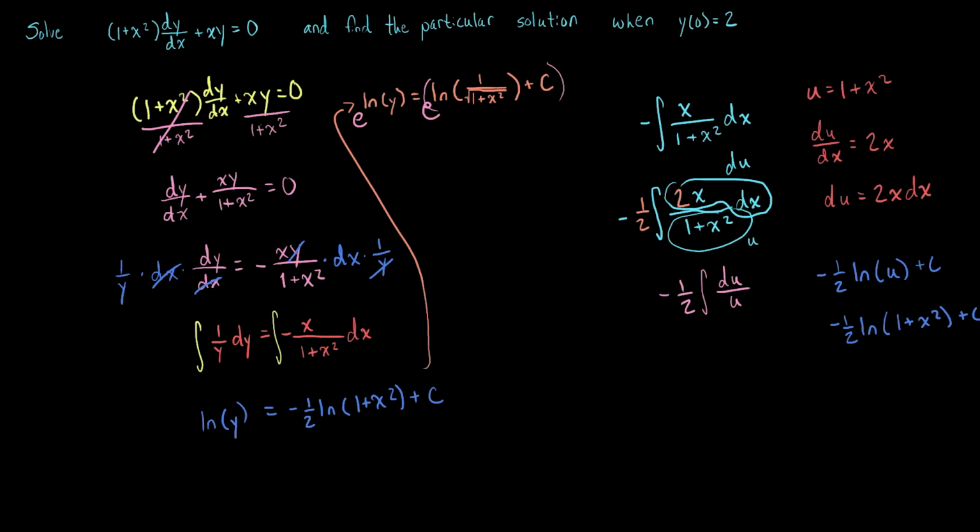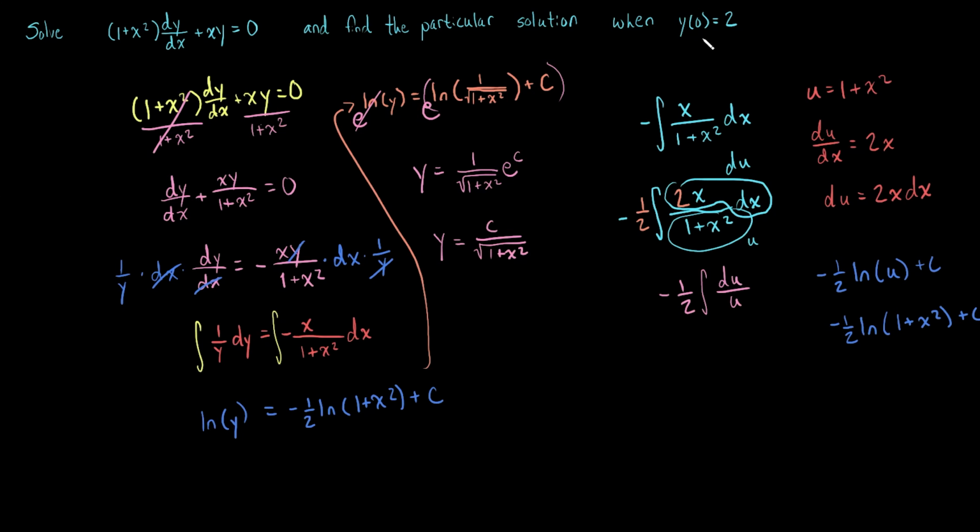If I raise both sides to the e, what I end up with is y is equal to 1 over the square root of 1 plus x squared. And remember, we can rewrite this exponential as the multiplication of two exponentials, one with the natural log and one with the c. So we get e to the c, which is just another constant, so we can rewrite this as y is equal to c over the square root of 1 plus x squared.